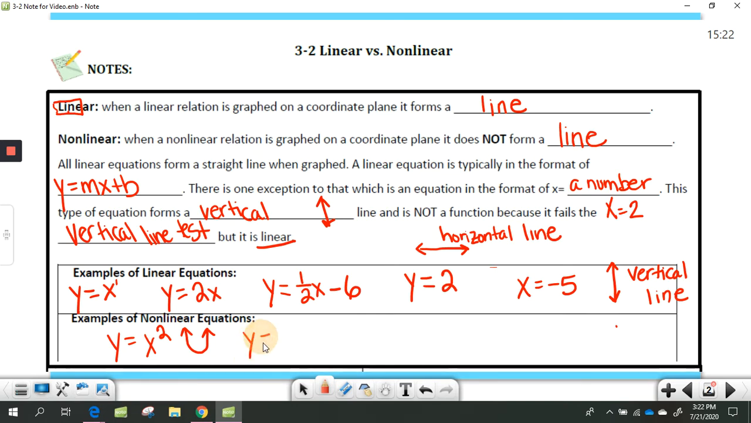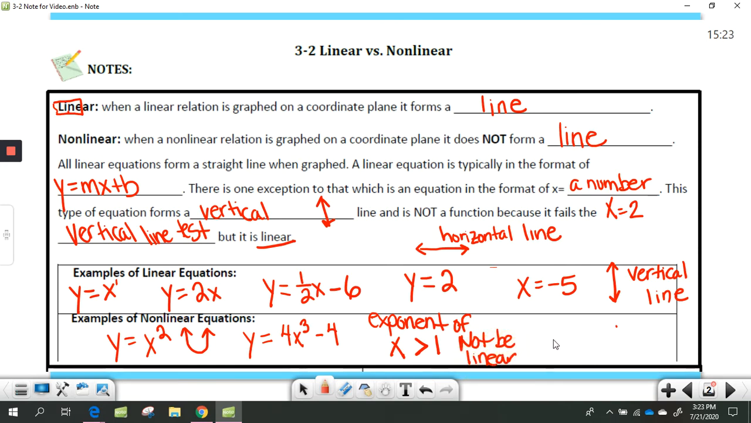Okay, we might have an exponent of 3. This time I'll give it a coefficient and a constant. It doesn't matter, as long as it has an exponent on that x of a 3, it will not form a straight line. That's a cubic function. So anything where we have an exponent on the x greater than 1 will not be a line. It will not be linear.